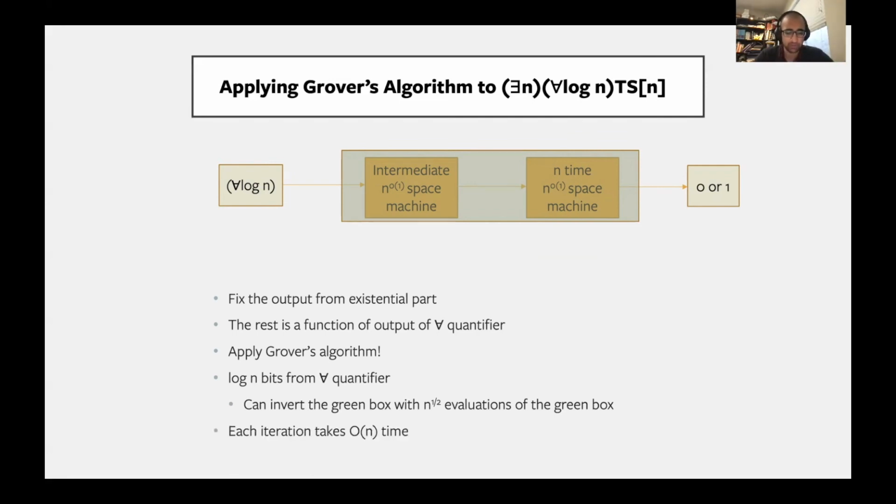Each iteration of the green box takes O of n time. Again, we're assuming that the intermediate space machine doesn't really matter asymptotically. So that means that we can replace the universal part and the verifier, everything in the diagram on the screen right now, with an O of n to the 3/2 time quantum machine.